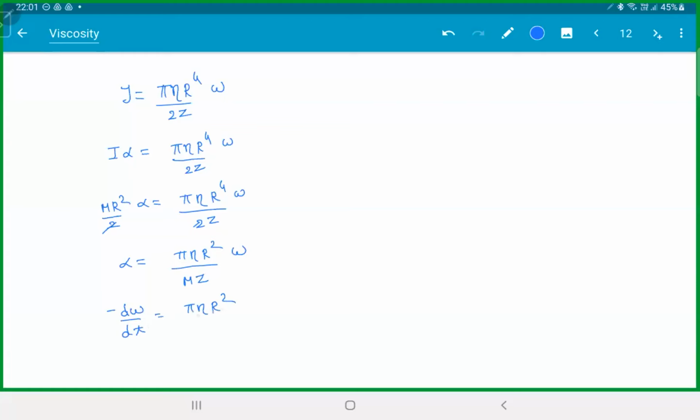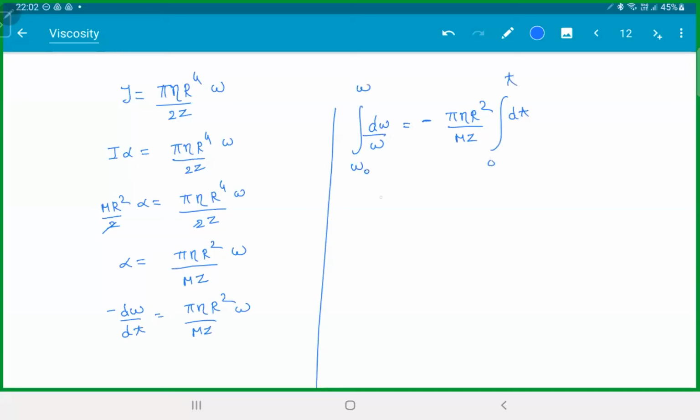Again integration, double integration actually. First time you integrate with x and second time you integrate with time. D omega by omega is equal to minus pi eta r square by mz dt integral. Omega initial velocity to final velocity, 0 to time. This will come out to be ln omega by omega naught equals minus pi eta r square time by mz. So the disk will never stop. Actually, it takes infinite time for the disk to stop.